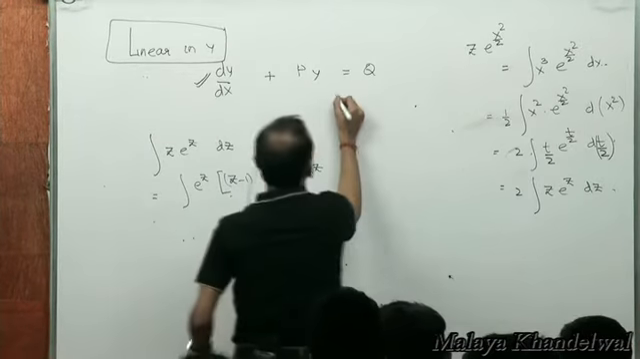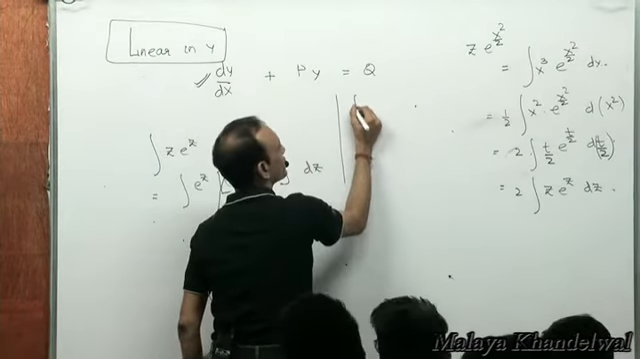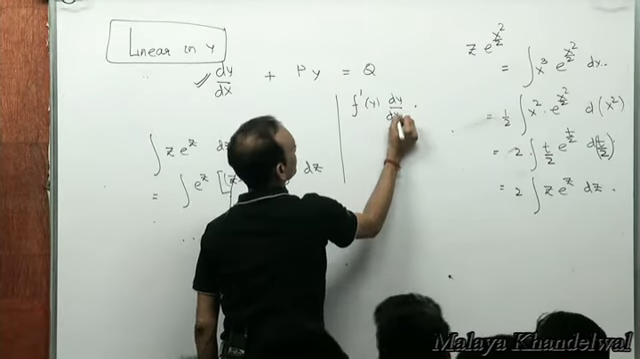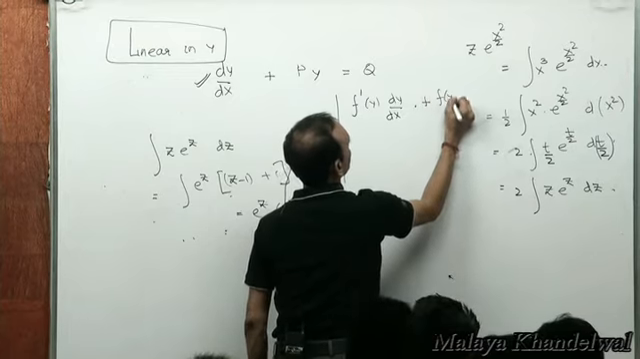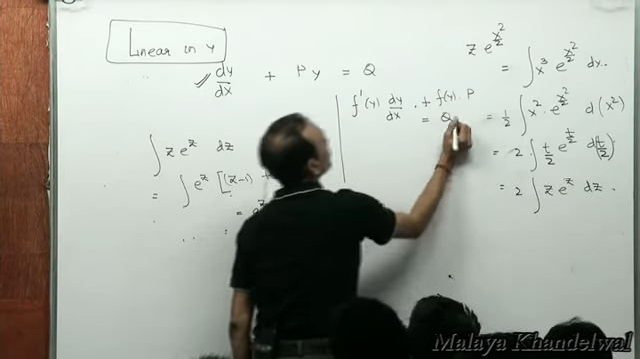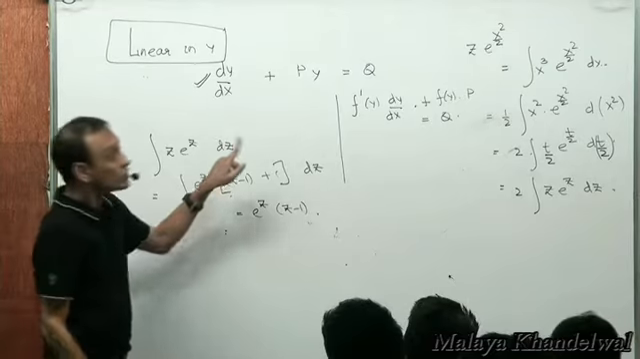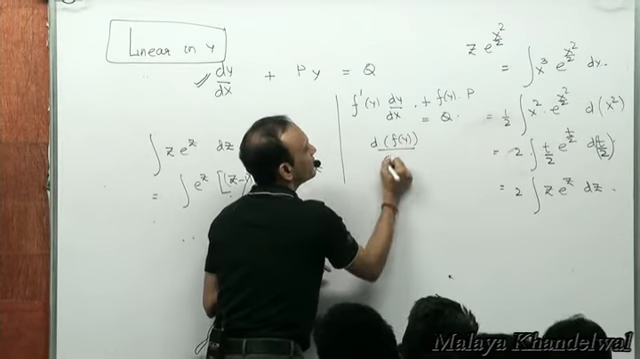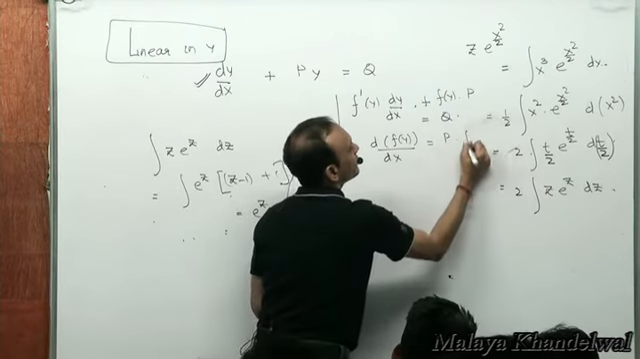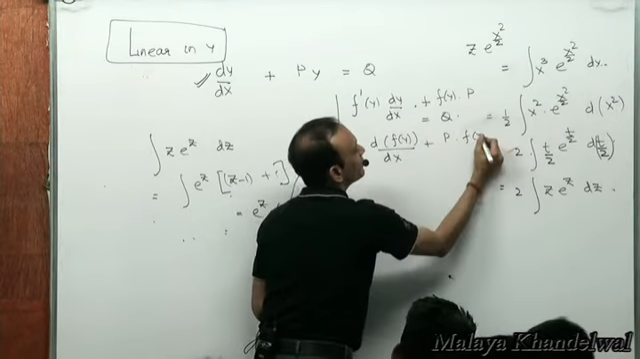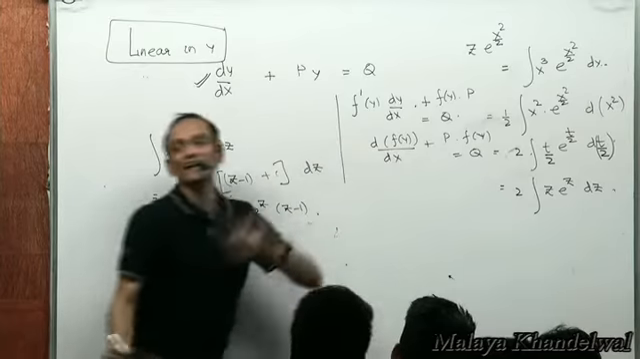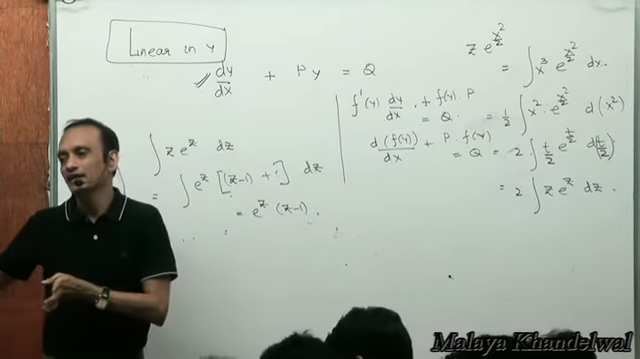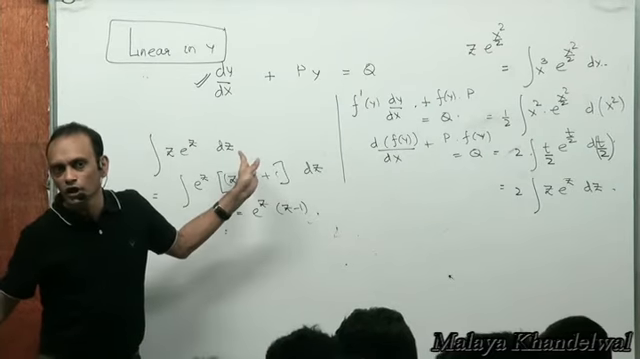So essentially, what I did was a form of this kind: f dashed y dy dx plus f y into p equal to q. This is the form. So f dashed y dy was d of f y, dx equal to p f y, plus p f y equal to q. It's a linear in f y. You can take f y equal to z. It will become a linear in z. That's the form that we got exposed to.